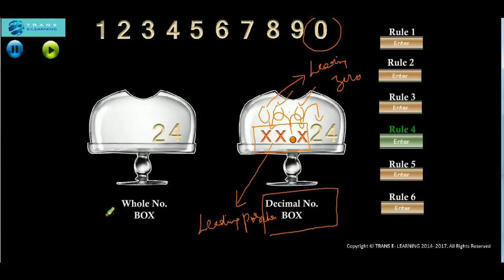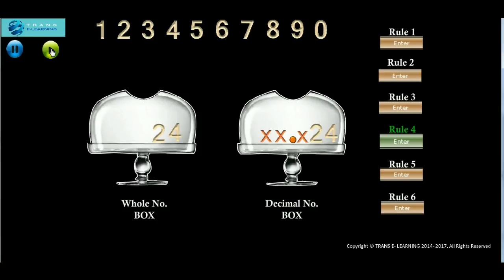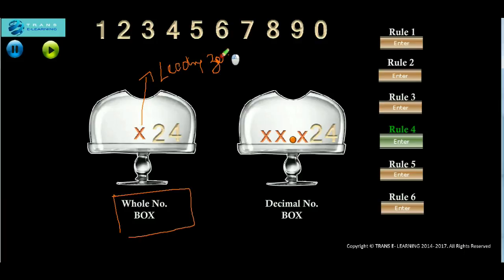Now let's see what happens in case of whole number, whether the zero is able to enter this box or is able to stay inside this box or not. Now the zero is entering this whole number box. Let's see. Oh, it's bouncing back. Yes, it has moved back to the original position. So we have a cross here. So that means in case of whole number also, this leading zero is not considered as significant.